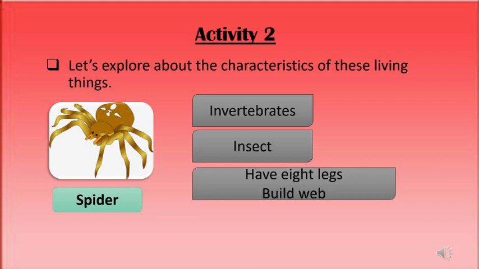Now let's see some special characteristics of spider. Spiders have 8 legs and make webs. So these are some special characteristics of spiders.